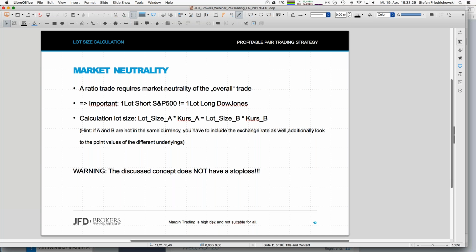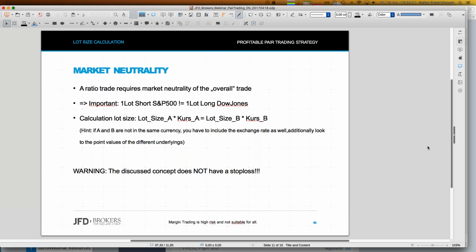Let me make the remark here that that kind of consideration is only valid if both underlyings have the same currency. For example, if you want a pair trade between FDAX and S&P 500, then the euro-US dollar exchange rate has to be involved as well, because S&P 500 is priced in US dollar and the FDAX in euro.